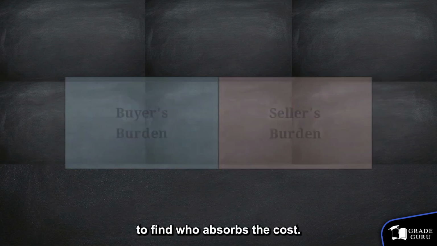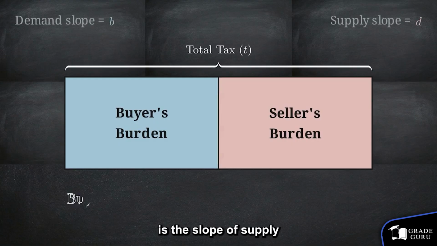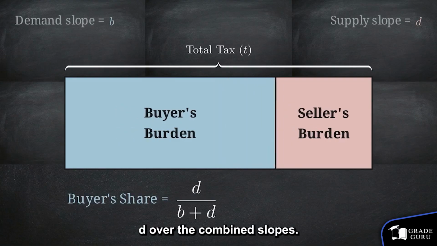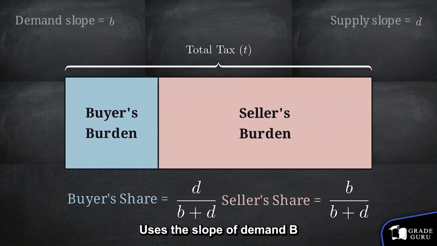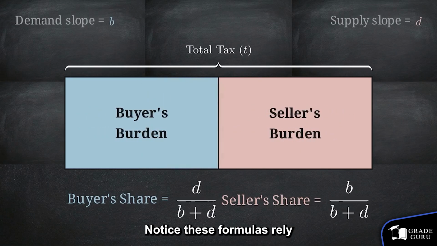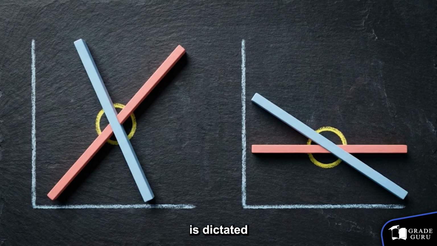To find who absorbs the cost, examine the slopes. The buyer's burden is the slope of supply, D, over the combined slopes, B plus D. The seller's share uses the slope of demand, B, over the combined slopes. Notice these formulas rely strictly on the slopes, B and D. There is no variable for who actually hands the money to the government. This means the economic burden is dictated by the relative steepness of the curves. The legal liability of the tax is completely irrelevant.